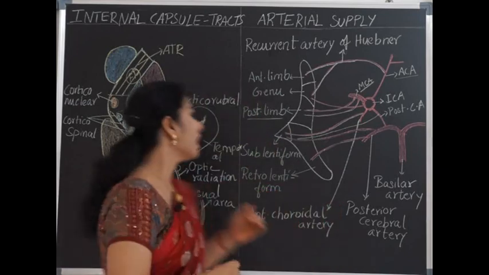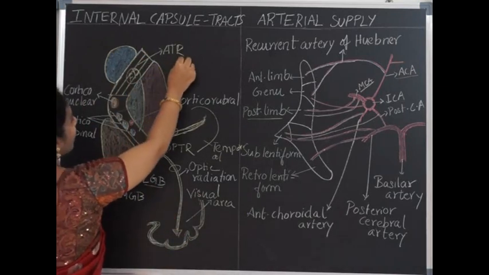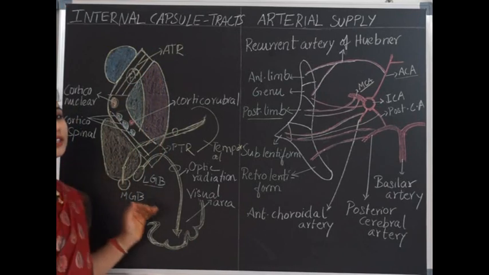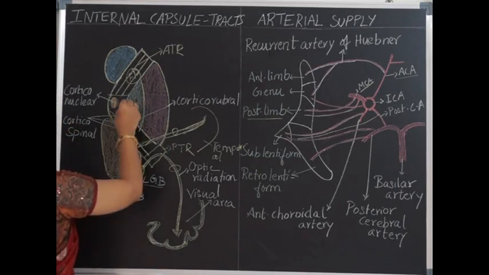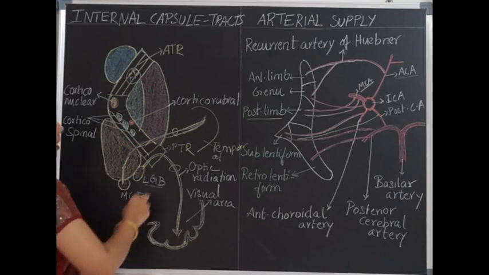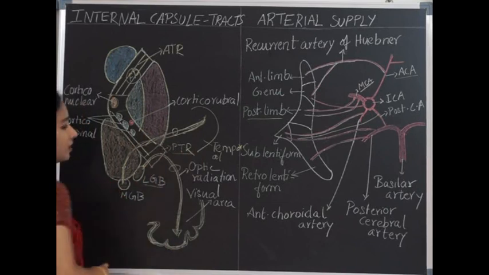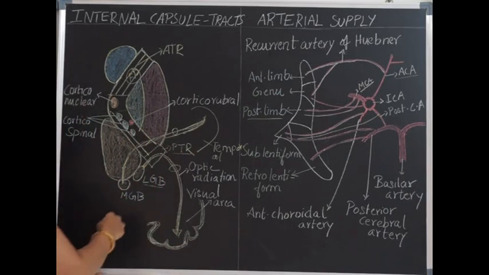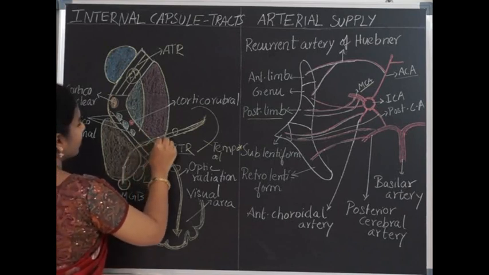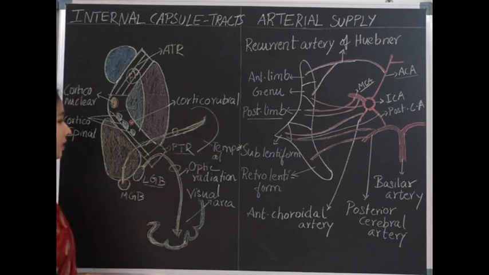So we shall begin with the anterior limb of the internal capsule. The anterior thalamic radiation is present in the anterior limb of the internal capsule, and the superior thalamic radiation is present in the genu and the posterior limb of the internal capsule. And the retrolentiform part consists of the posterior thalamic radiation. And the inferior thalamic radiation arises from the medial geniculate body, forms the sublentiform part, and relays in the auditory area of the cortex.